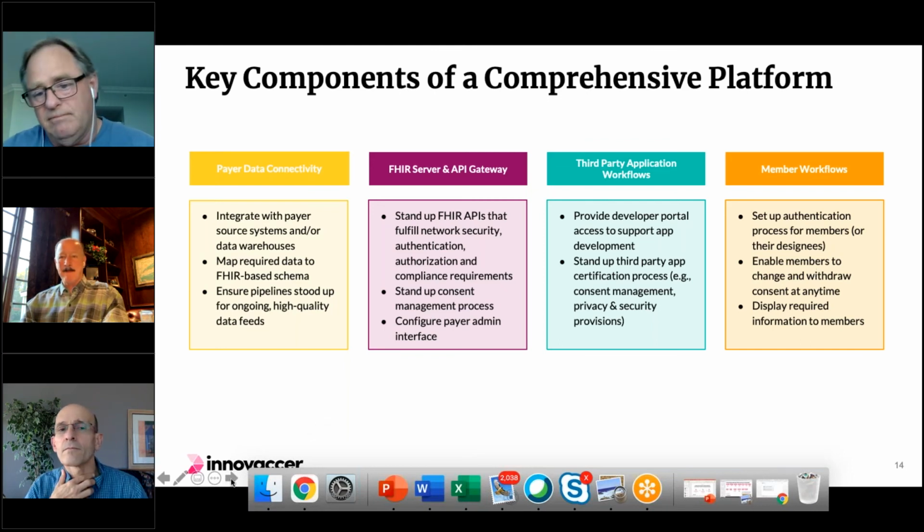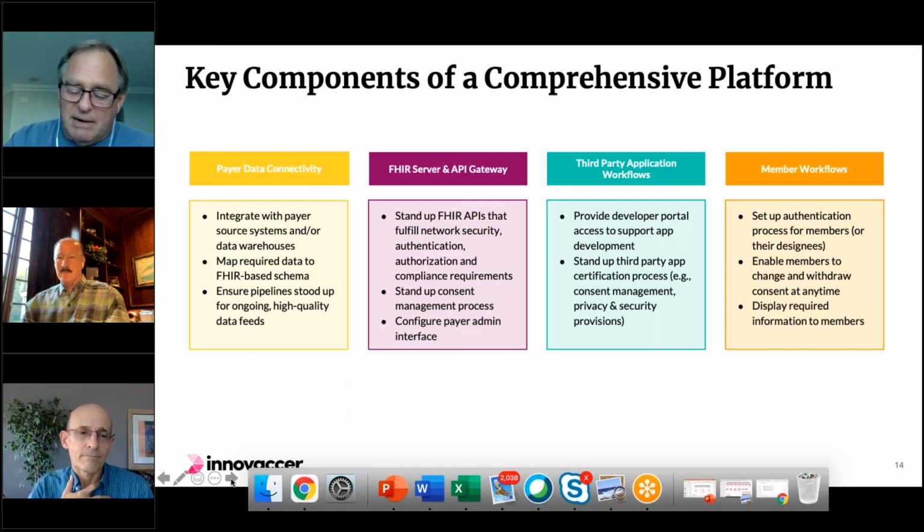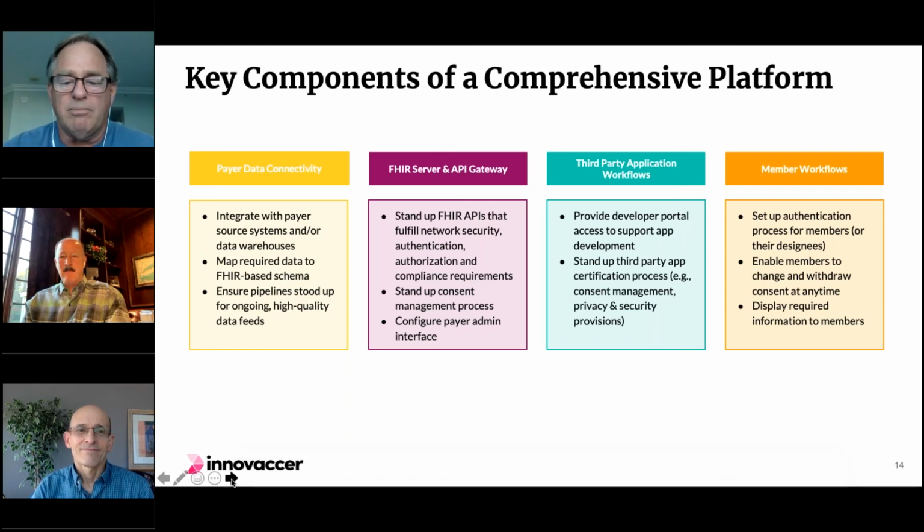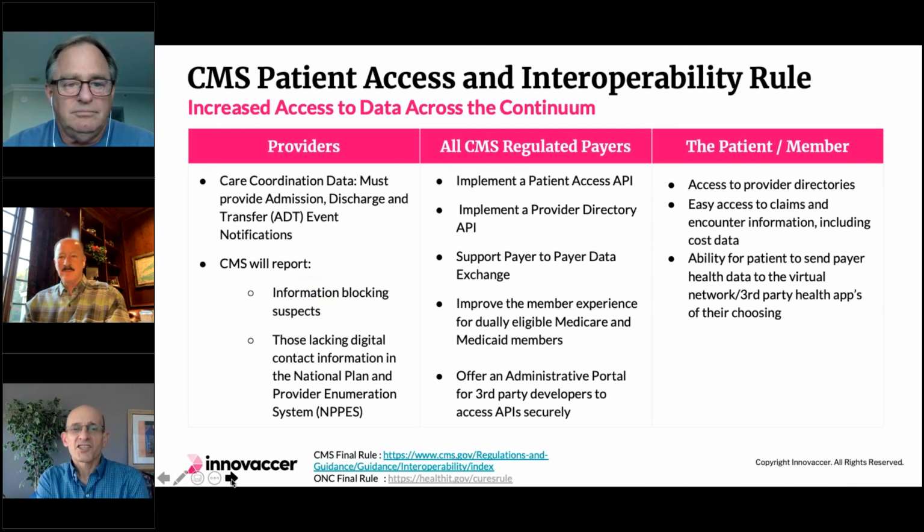And then finally, I've already mentioned this one, I missed it. The membership workflows is helping the members decide who gets access, who they're going to delegate it to, how they can withdraw at any point in time if they're not happy with what one of those third-party apps has done. So it sounds a little complicated. These are four basic capabilities required for an interoperability solution. And this is just a breakdown of the patient access interoperability rule. We will make this available to all the members so they can see how this vision will be achieved.